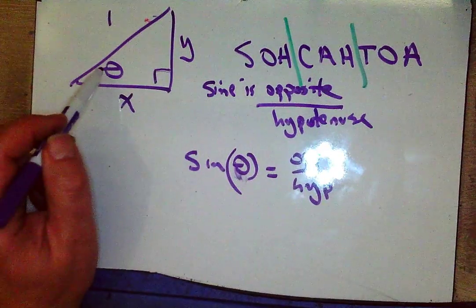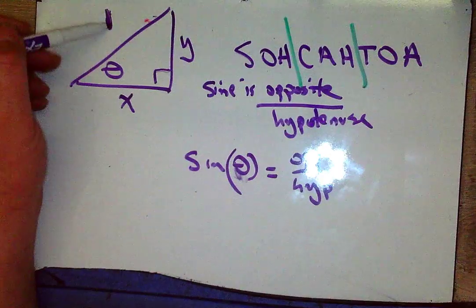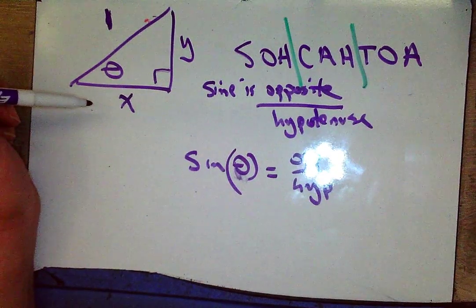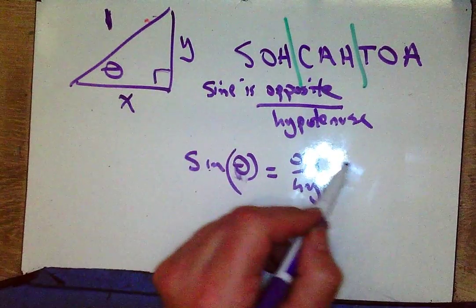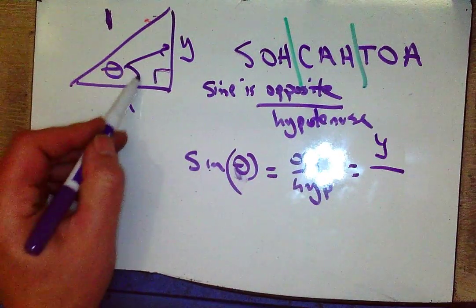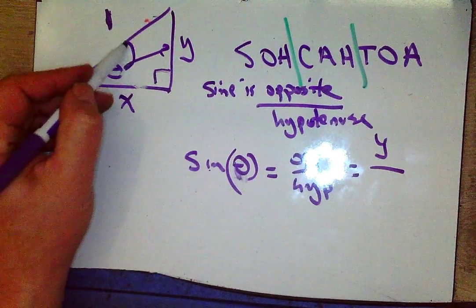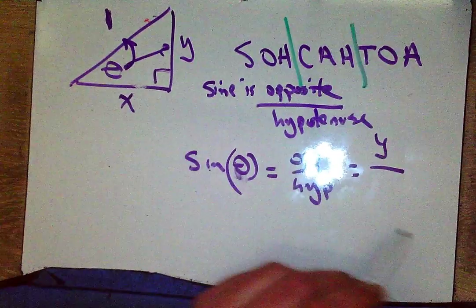But now let's look at the sine in this picture. This is from our unit circle. We know the hypotenuse is 1. What would the sine of theta be? Opposite is y, and adjacent, no, not opposite over adjacent, hypotenuse. So 1.